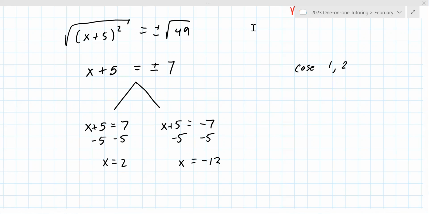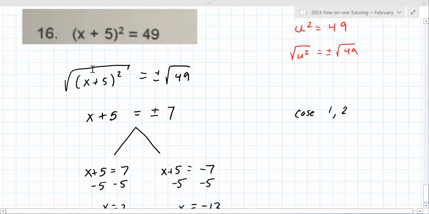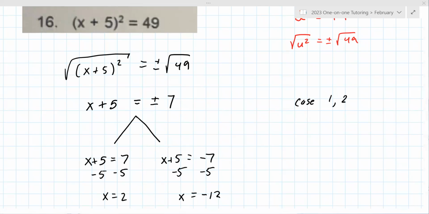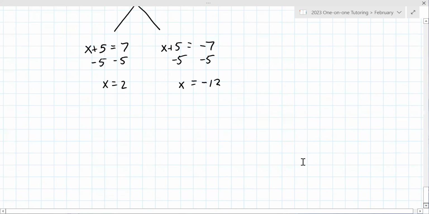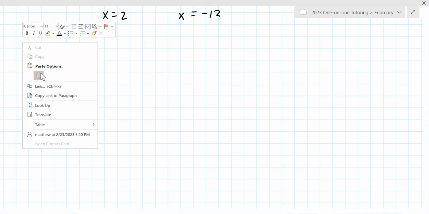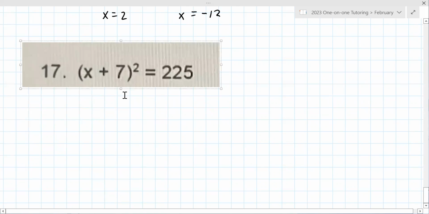All right, so just to revisit this problem again, you don't expand this on the left. You end up taking the square root left and right. There's 2 numbers, plus or minus. You do each of them, +7, -7, and you solve here. So if you understood that, I'd like you to try 17 on your own. If you have questions, please ask.